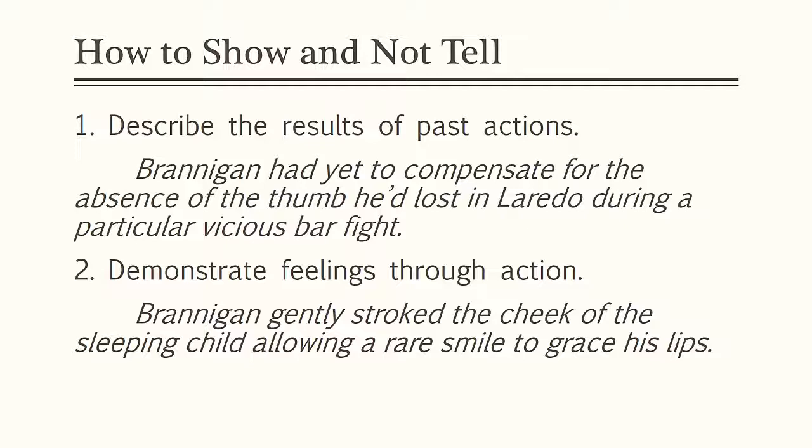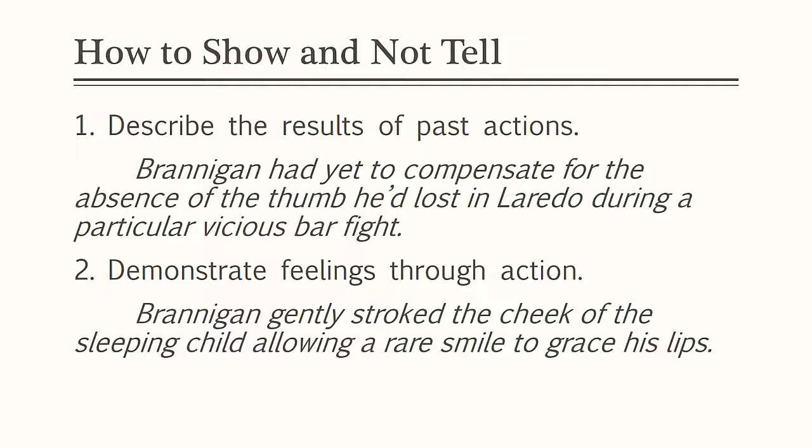Brannigan has a missing thumb. Well, we did say Brannigan has a missing thumb, but we wanted to convey that Brannigan is a fighter, and he's been in some vicious fights. Rather than saying Brannigan was a fighter and he'd been in some vicious fights, this is what I said: he was missing a thumb that he'd lost in a particularly vicious fight in Laredo. That's a pretty dramatic way to say that Brannigan is a fighter.